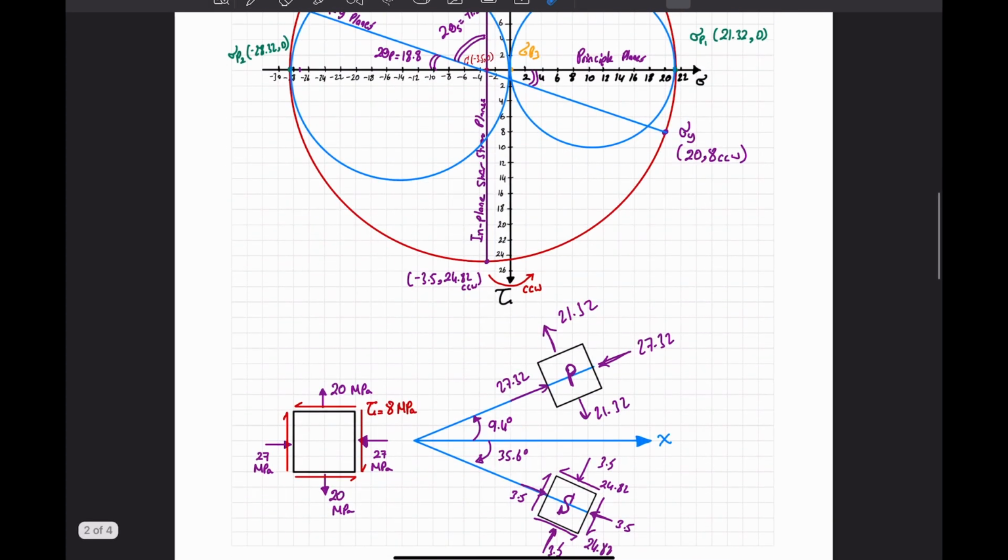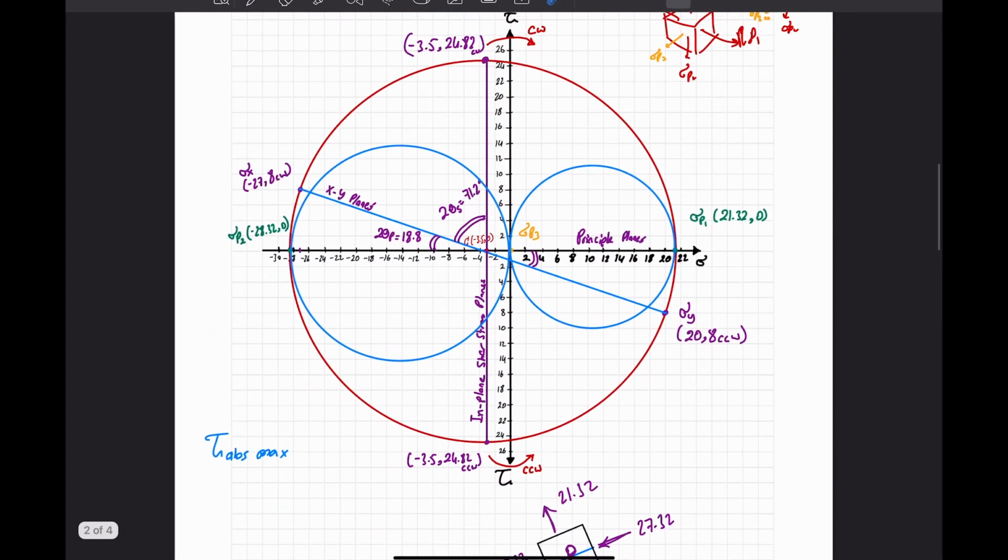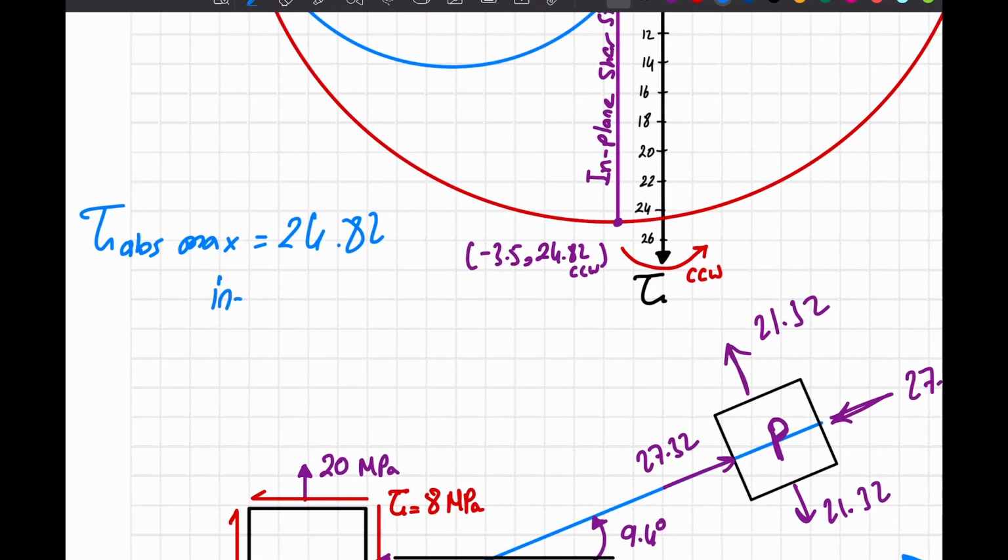So if you're asked to find the maximum absolute shear stress, I'm going to say absolute max. The absolute max happened in plane, because P1 and P2 is the in plane, and the maximum is this value, which is 24.82. 24.82, and that happened in plane.